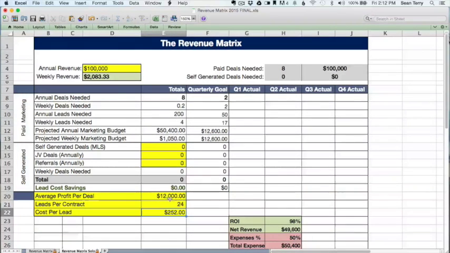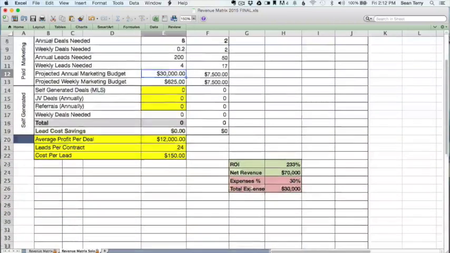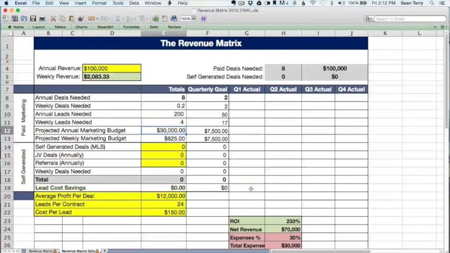And you're back to 24 leads and you're back to 150, right? So still we get a $30,000 marketing budget where our goal is to make 100,000, right? And you're a solopreneur. Now, here's the interesting fact. All of our deals are coming from paid marketing.